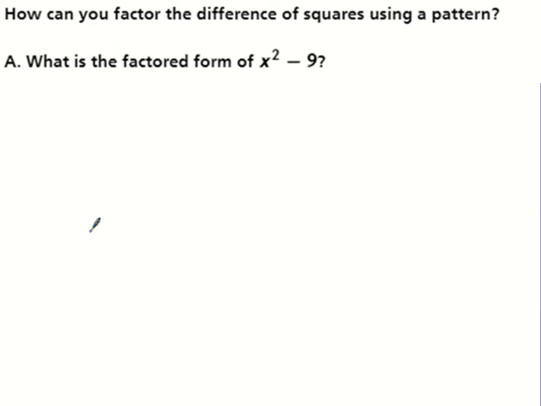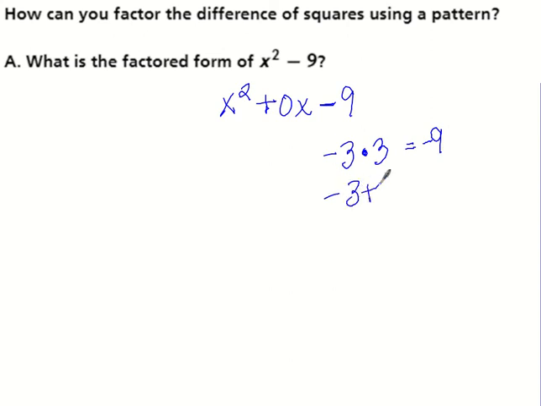So it says, how can you factor the difference of squares using a pattern? What is the factored form of x squared minus 9? So if we used our old form, we do x squared, I would do plus 0x, because the middle's gone, minus 9. What I'm trying to find are two factors that multiply to this and add to this, right? So if I do negative 3 times 3, I get negative 9. And if I do negative 3 plus 3, I get 0. So it means my factors are negative 3 and 3. And so I do x minus 3 and x plus 3.